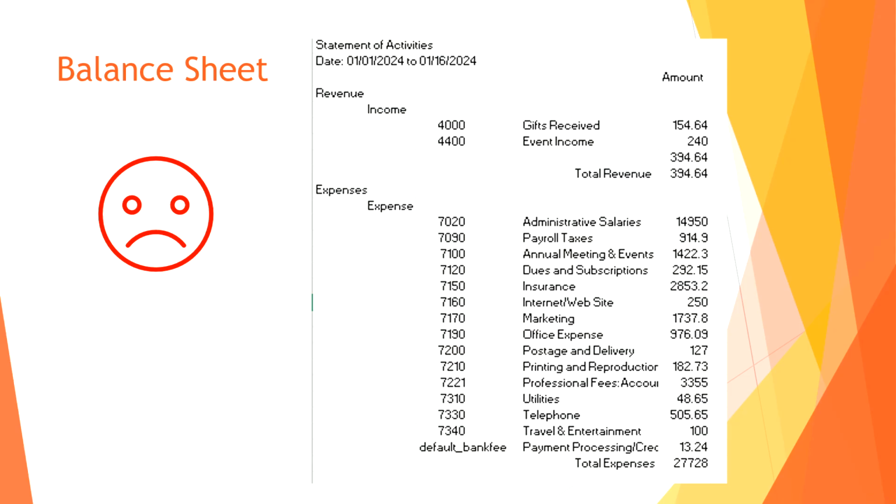This here is an example which is not a balance sheet. It's a statement of activities, and it is showing revenue versus expenses and the different line items, and that's not what we're looking for.